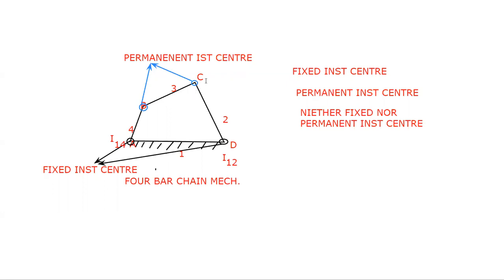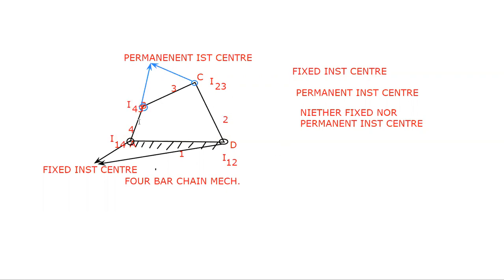So you can see I can write this as I23. You can see here I23. This is my permanent instantaneous center, and this will be my I43. Yeah, this will be my I43. So you can see here this center is known as I43.